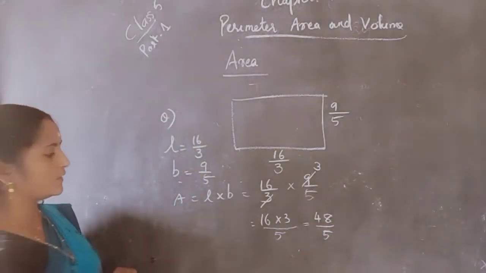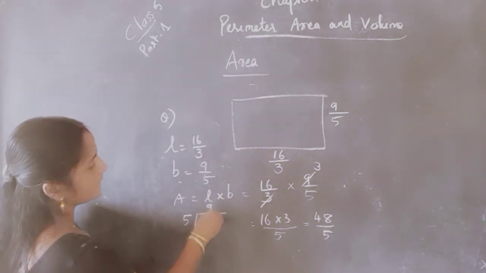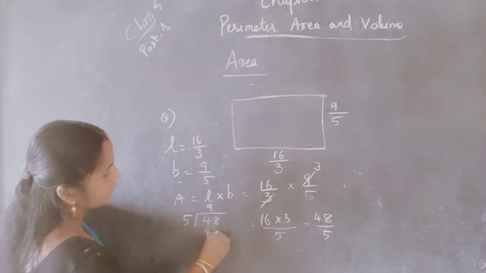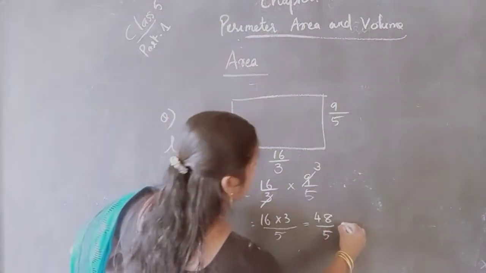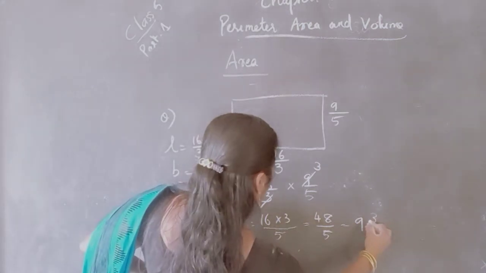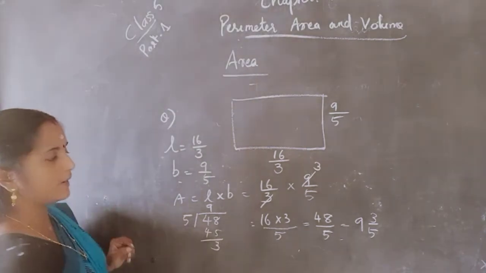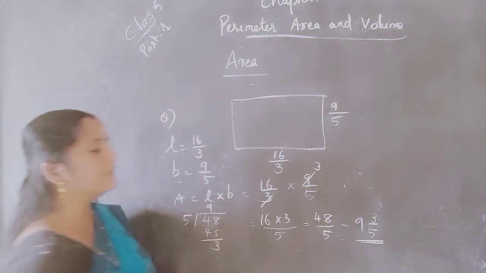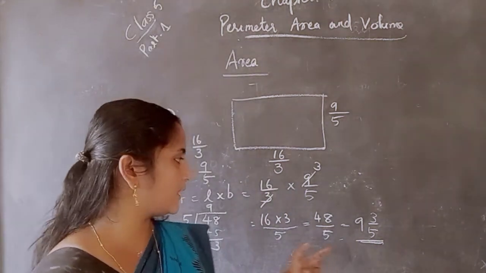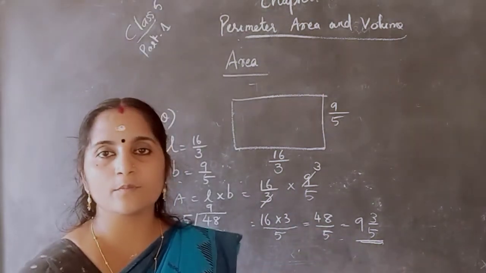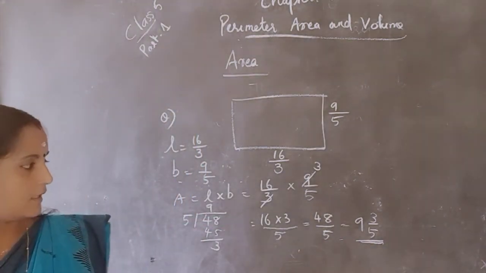48 by 5 means we can write it in mixed form. 9 5s are 45, remainder 3. So what is the answer? 9 and 3 by 5. 9 5s are 45 plus 3, 48 by 5. So the answer is 9 and 3 by 5. Here the measures are given in fraction form, so finally we can write the answer in fraction form or mixed form. 9 and 3 by 5 is the final answer, area.